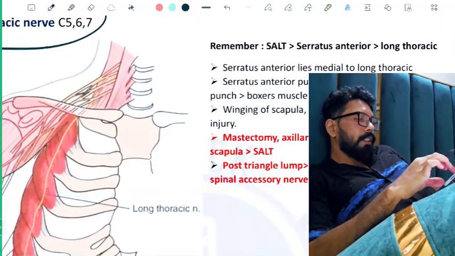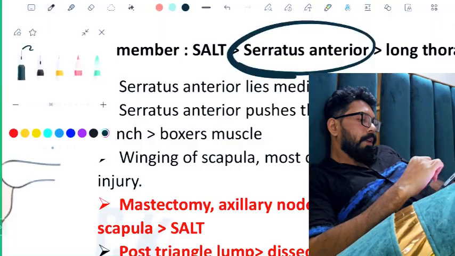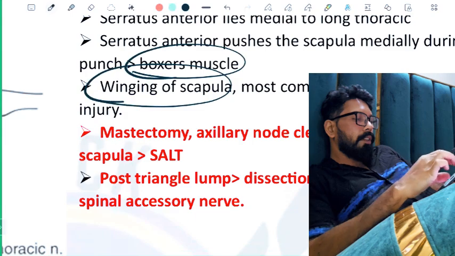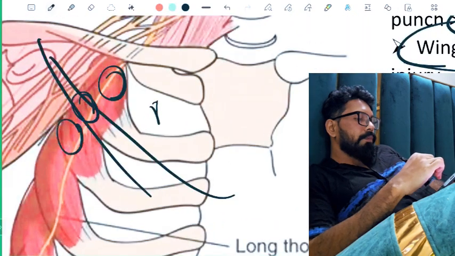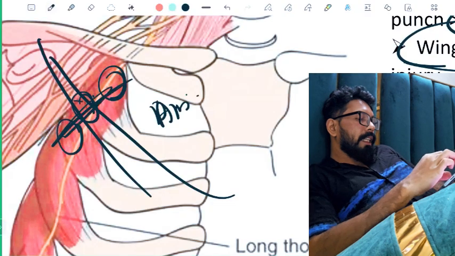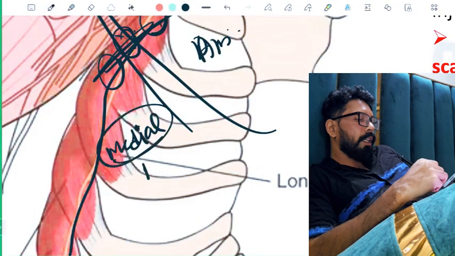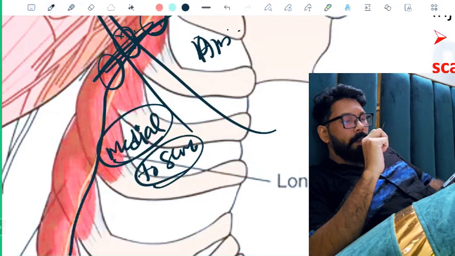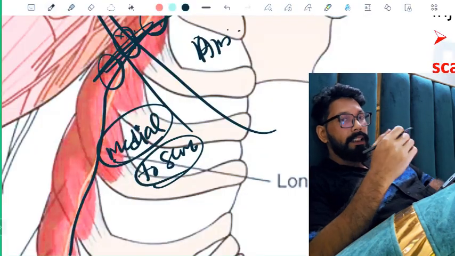Long thoracic nerve C5, 6, 7, very important, supplies serratus anterior. Why do we start with this? Because of winging of scapula. This is called boxer's muscle, and this is winging of scapula. In case of axillary lymph node clearance, here we have our pectoralis minor. See, this nerve is medial to serratus anterior. Mark my words, very important. Medial to serratus anterior, because every night I sit with all the questions up to now, and I see what changes they are making.